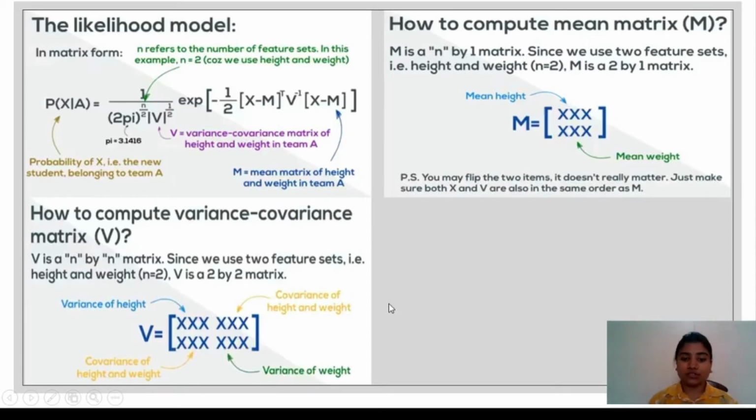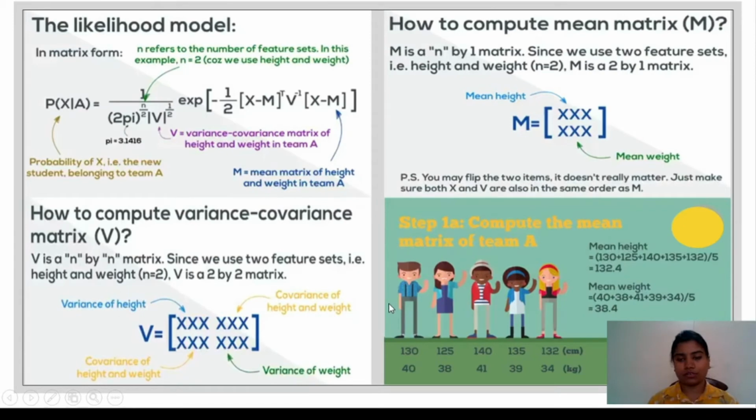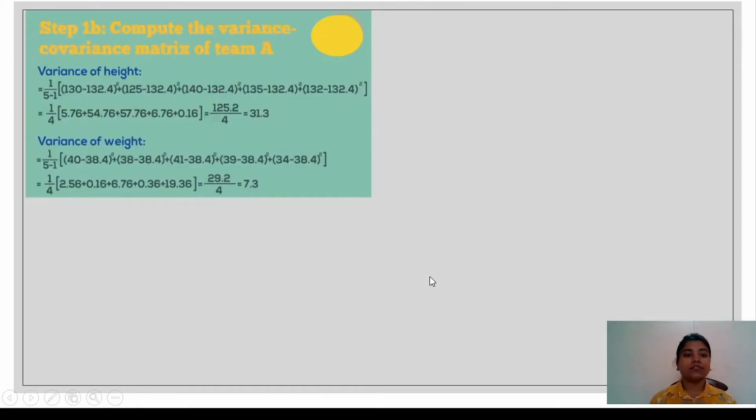Now we will actually start the calculations. So first we will calculate the mean matrix for team A only. After calculating mean height, we get the value as 132.4 and mean weight as 38.4. So we get the mean matrix over here, that is 132.4 and 38.4.